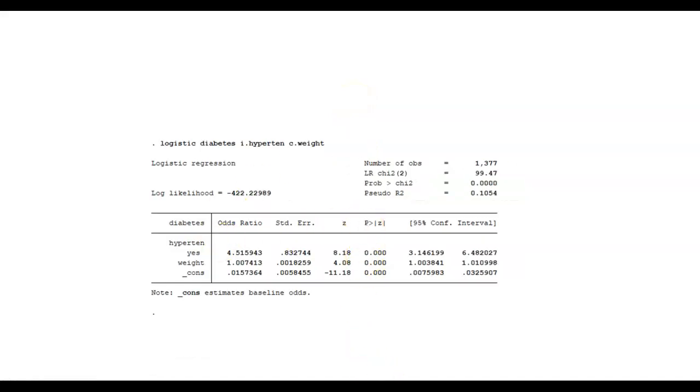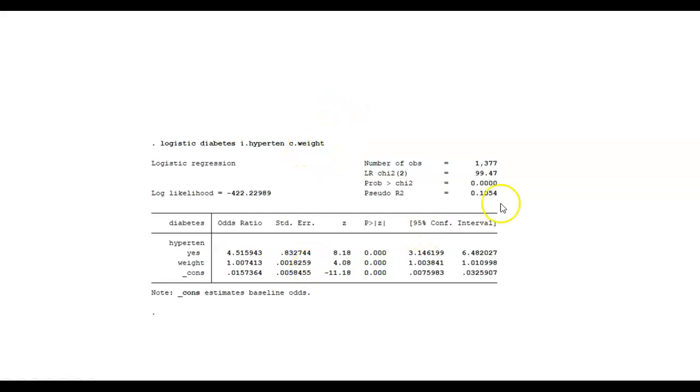Now, what if we wanted to do a multiple logistic regression? So in this case, we have diabetes. We have a dichotomous variable, again, symbolized by the i. dot. And then we have a continuous variable that we've already talked about, weight. So if we did logistic diabetes, we want to predict whether or not someone has diabetes based on whether or not they have hypertension and also what their weight is as well.